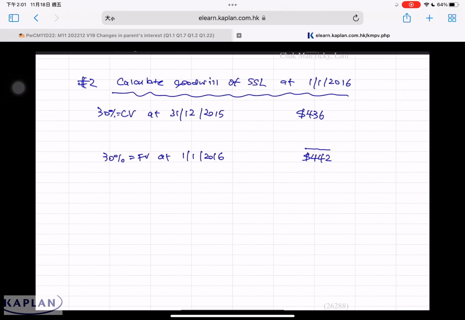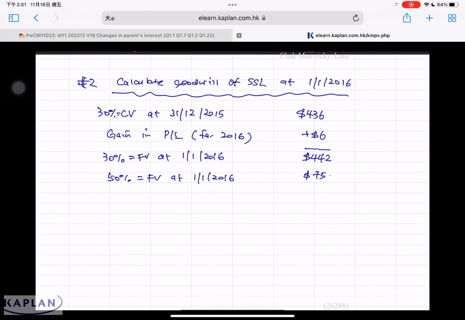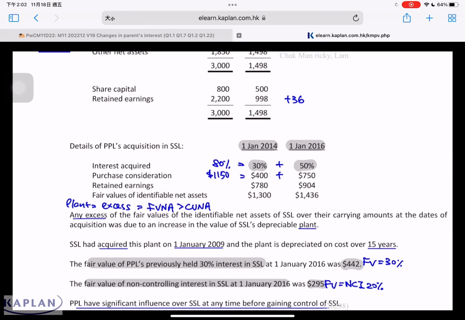The first step is we must increase the 436 to 442, so there's a plus of $6. This $6 is considered as a gain in profit and loss for the year 2016. Then after that, we have to incorporate the fair value of the 50% at 1st Jan 2016. This is given to us over here, 750 for 50% on 1st Jan 2016. Equals 750. In total, equals 1192. It represents the 80% at fair value at the acquisition date. We have to incorporate the 20% NCI at fair value. According to the question, this equals 295.